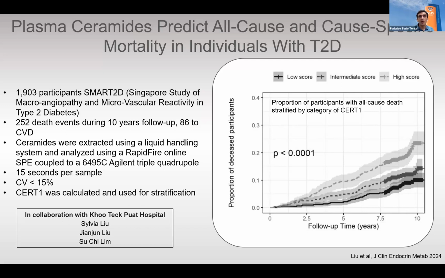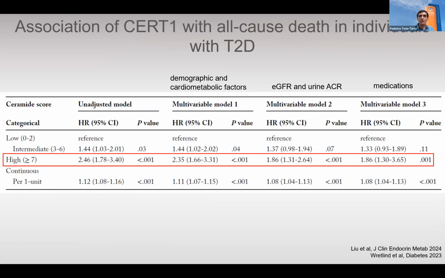And as you can see from this figure, patients in the higher risk score category based on CERT1 show a significantly higher proportion of all-cause mortality. From this table, you can then appreciate that this is based on Cox regression, and the participants with the scores in the intermediate and high categories that we showed before had respectively 1.44 and 2.46-fold increased risk for all-cause death as compared to those in the lower risk category.